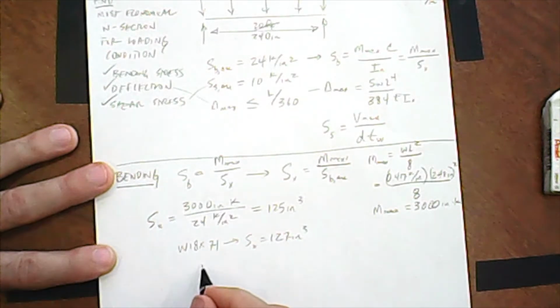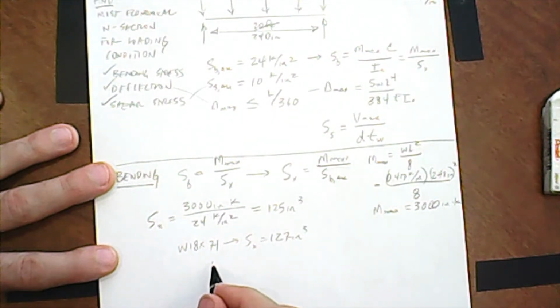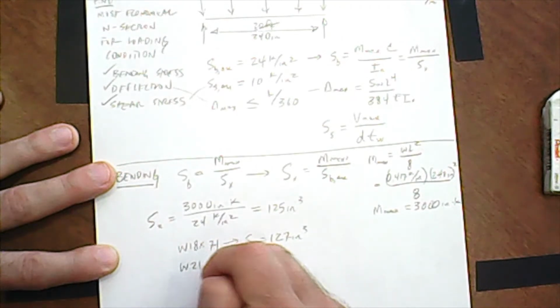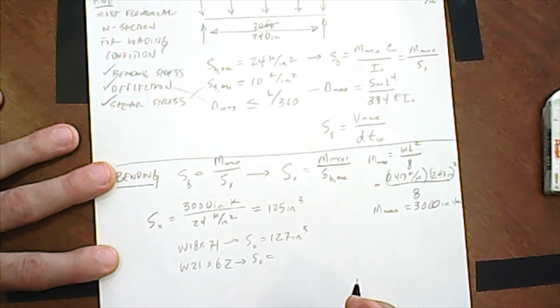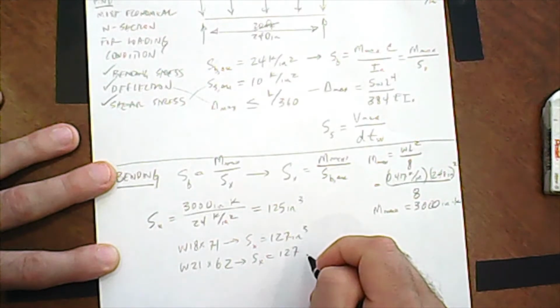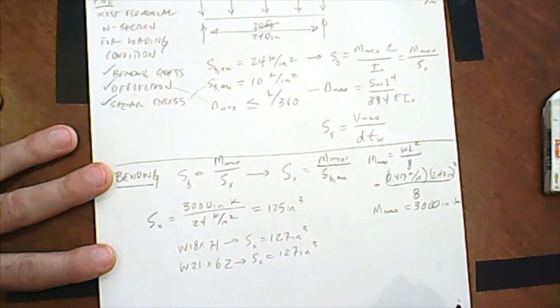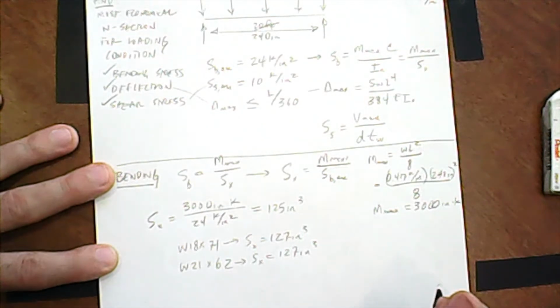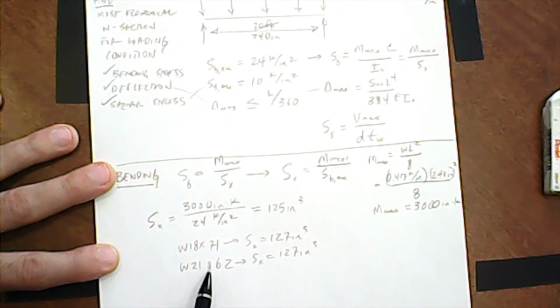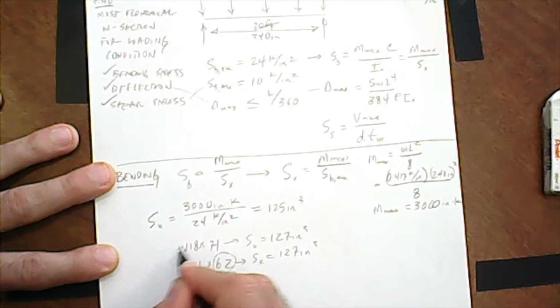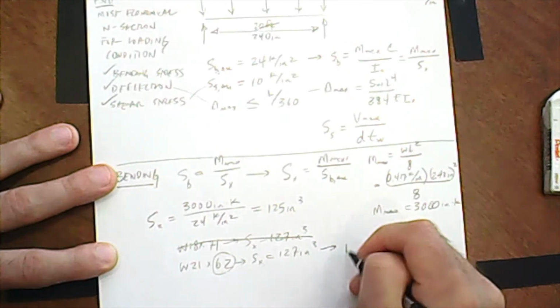So that would work. Let's see if we can find a lighter one. And we go up and we say, oh, W21 by 62 has a section modulus of also 127 inches cubed. So which one do we like? Let me make sure I got that right. Yep, I did. So either one of these will work, and they're very close, but we like the 62 pounds a foot better. So we're not going to use the heavier one.